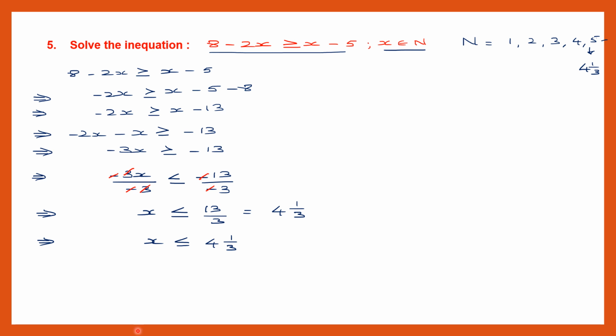So here when they say write numbers less than 4 1 by 3, I can write all the numbers including 4 because 4 is also less than 4 1 by 3. So I can include this number also. So what is my solution set? My solution set is 1, 2, 3 and 4. We're including 4 also because it's less than 4 1 by 3. So this is my answer.